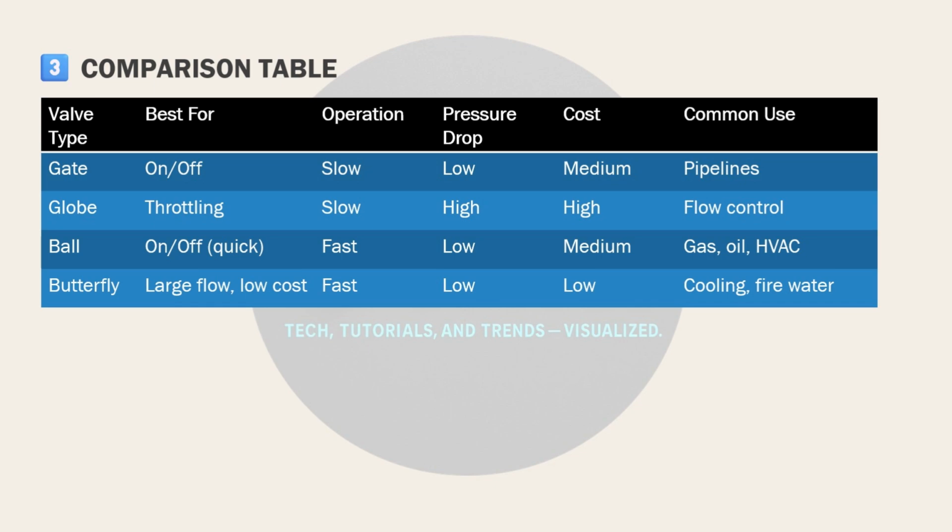Visual idea: comparison of valve type, best for, operation, pressure drop, cost, and common use. Gate: on-off, slow operation, low pressure drop, medium cost, pipelines. Globe: throttling, slow, high pressure drop, high cost, flow control. Ball: on-off, quick, fast operation, low pressure drop, medium cost, gas, oil, HVAC. Butterfly: large flow, low cost, fast, low pressure drop, low cost, cooling, firewater.